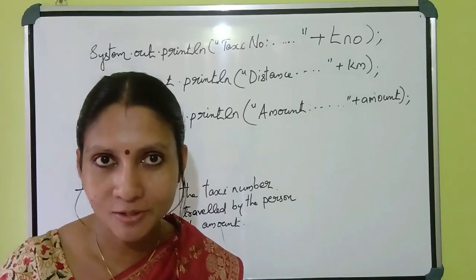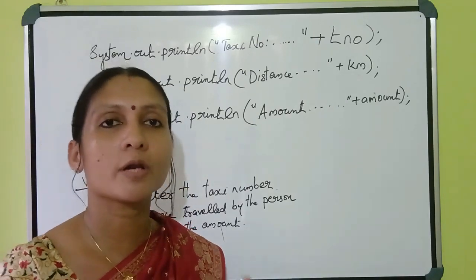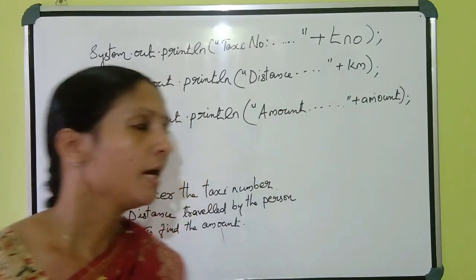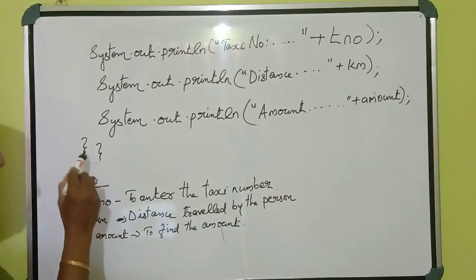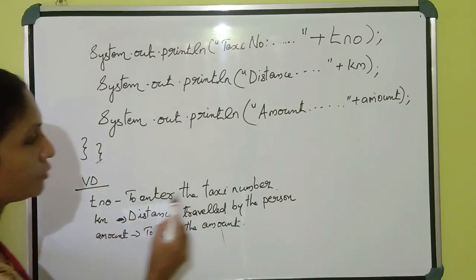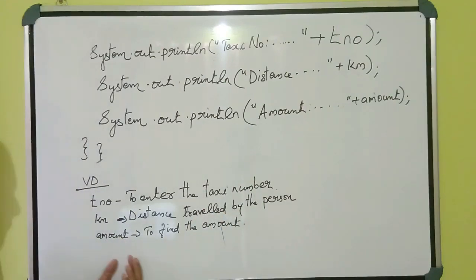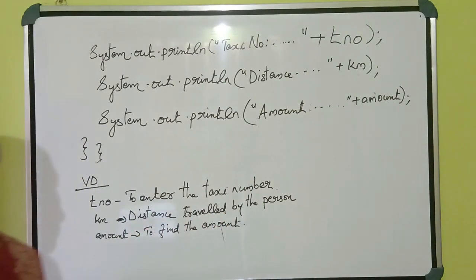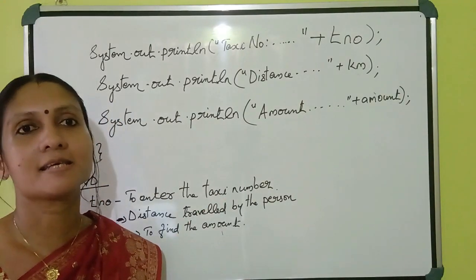I think you all understood the meaning of this one, or understood the program. How can you solve a program like this program, sir? Last we have to give the variable description also. What's the use of this? Then close the bracket. Then only you can give the variable description. TNO is equal to enter the taxi number. Then KV is equal to distance traveled by the person. And last amount is equal to find the amount. This is the way to calculate the taxi amount.